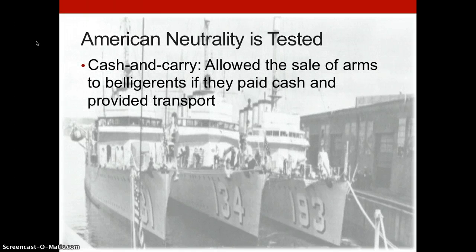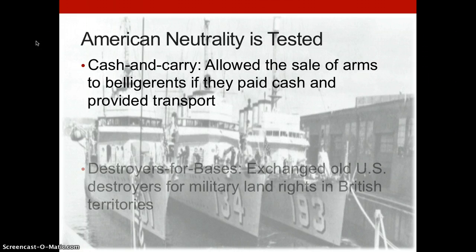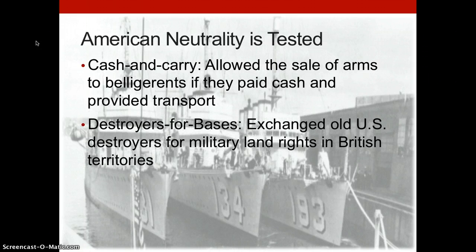The first of these is cash and carry. The Cash and Carry Act allowed the sale of materials to these belligerent nations as long as they arranged for the transport using their own ships and paid immediately in cash, assuming all risk in the transportation. So, cash and carry. The next is the destroyers for bases. This allowed us to transfer 50 mothballed destroyers from the United States Navy in exchange for land rights on British possessions. We could get military land on British territories.